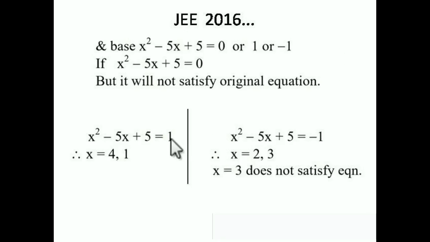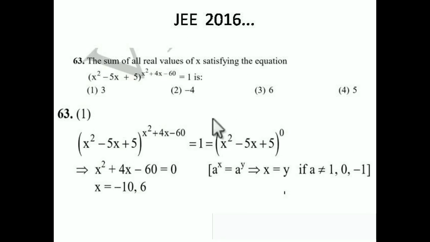If we take 1, this becomes x² − 5x + 4 is equal to 0, and that comes out x is equal to 4 and 1. Now see friends, if we take x is equal to 4 and 1, this is going to satisfy this equation, because if we take x is equal to 1 here, 1 raised to something is also satisfying this equation. Okay, so this is true.